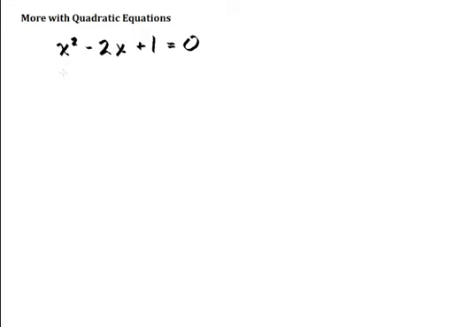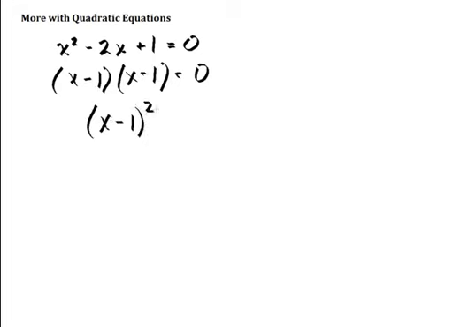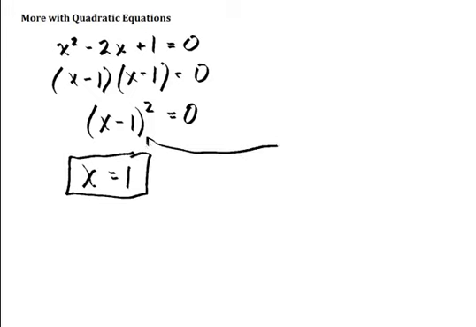We're looking at quadratic equations just a little bit more. This one is factorable. You could factor this one into x minus 1 and x minus 1. Or in other words, I could have written this as x minus 1, quantity squared equals 0, and x equals 1. So there's only one answer, but that's because this factor is written twice.